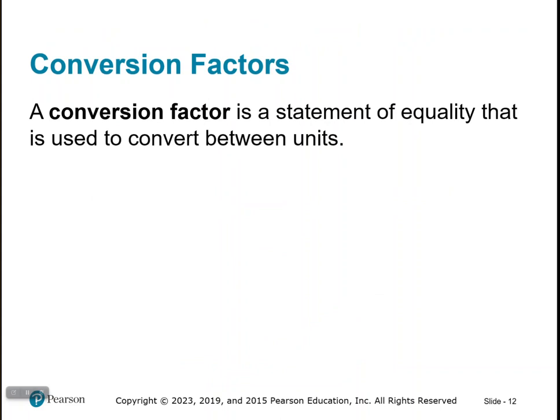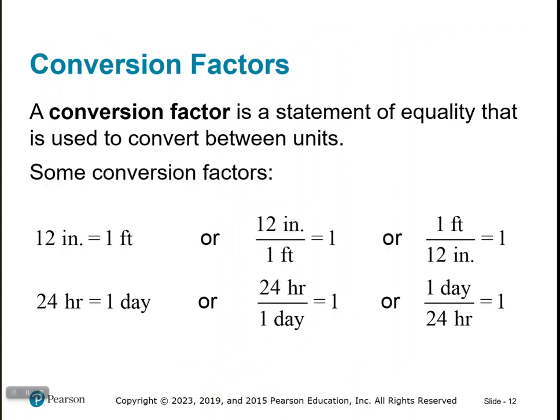All right, so a conversion factor is a statement of equality that is used to convert between units. And this is what I mentioned earlier with the 60 seconds per minute. 12 inches is 1 foot. That's absolutely true. I could divide both sides by 1 foot. And on the right, I'll have a 1. On the left, I'll have 12 inches divided by 1 foot.